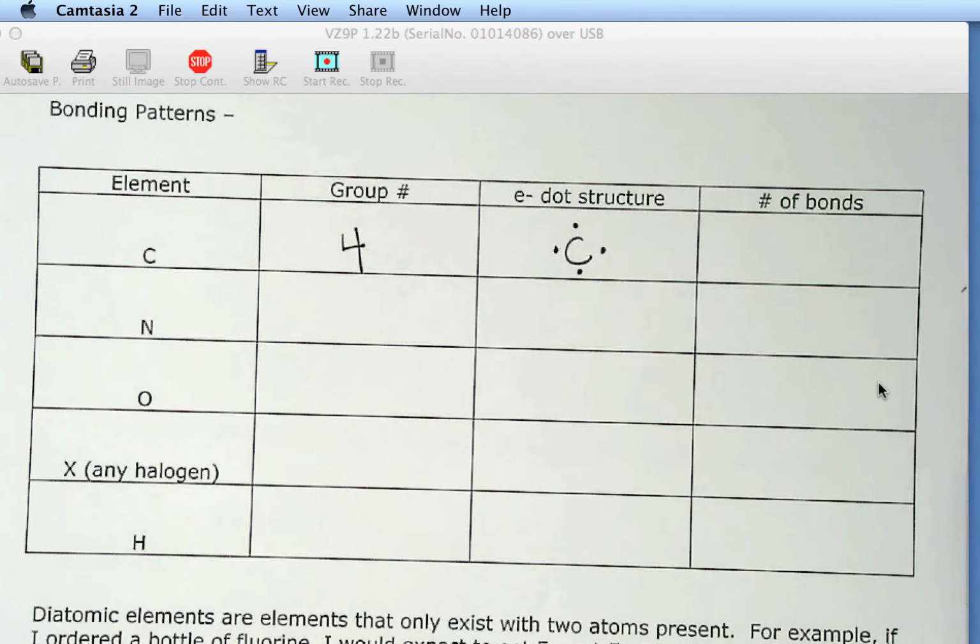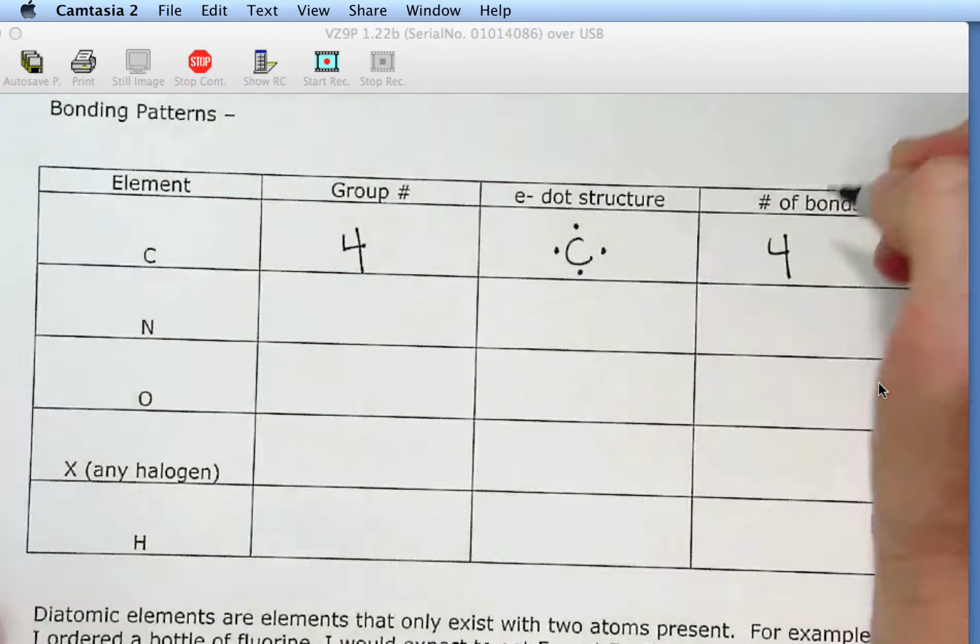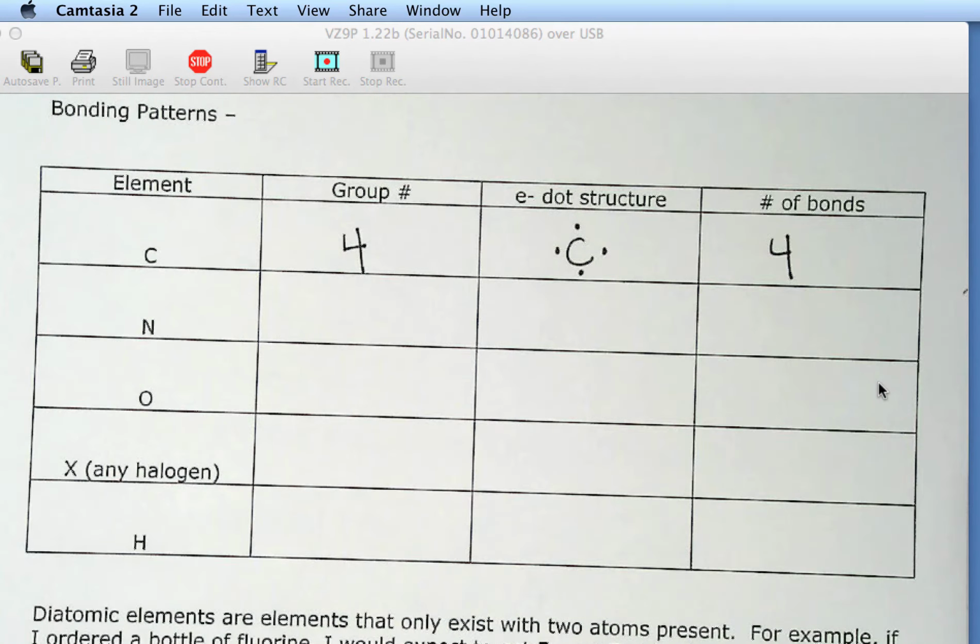Now, the number of bonds that carbon will have is that to achieve an octet. So in order to achieve an octet, how many bonds will carbon form? 4. So the number of bonds for carbon is 4. And when we get to organic chemistry, I think I heard this when I was taking organic chemistry, if you can count to 4, you can do organic chemistry. I think it's kind of an oversimplification, but there is a lot of truth in it. When you're drawing out these structures, you need to make sure that you have 4 bonds to carbon.